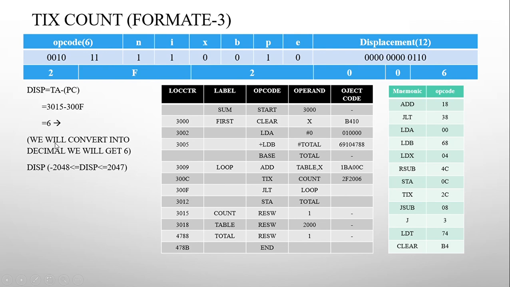Here this 6 is in hexadecimal, so we convert it into decimal. We get 6. It is in the range of minus 2048 and 2047. Therefore we set the p value to 1 and the b value to 0. Next, we group 4 bits together and we get the object code for TIX COUNT. Therefore the object code for TIX COUNT is 2F2006.